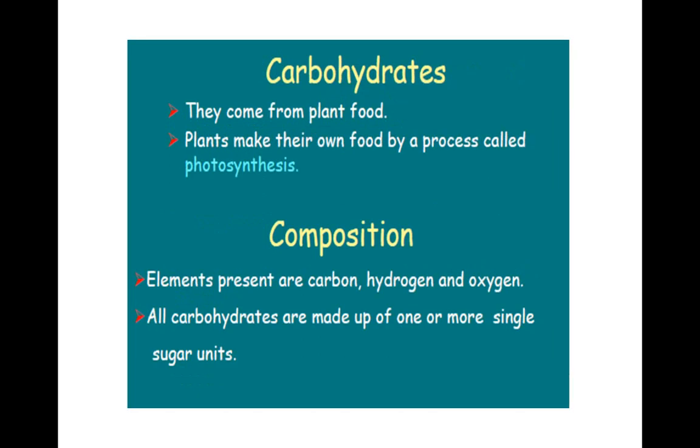Carbohydrates. They come from plant food. Plants make their own food through a process called photosynthesis. Carbohydrates are the main source of energy, composed of carbon, hydrogen and oxygen. The ratio of hydrogen to oxygen is the same as in water: 2 hydrogen atoms for every oxygen atom.